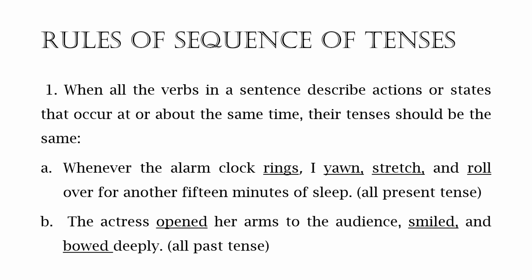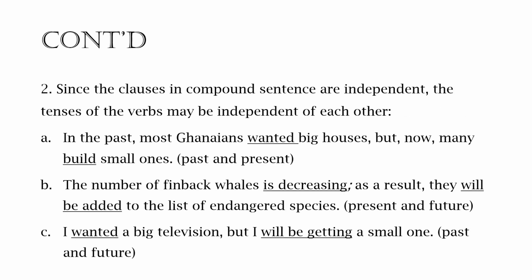Now, if you look at the verbs that have been underlined here, we have rings, yawn, stretch, and roll. These are activities that happen at the same time. And so because of the sameness of the event, we expect that the present form will be used here or the past form will be used here. If you look at the second one, the actress opened her arms to the audience, smiled and bowed deeply. Here we have past tense, and so we have the sameness of the tense form in all the structure.